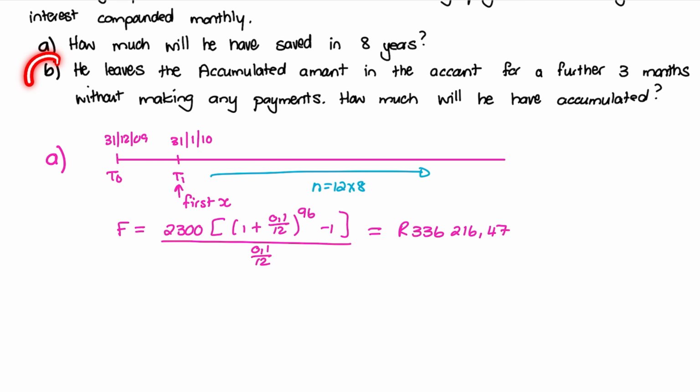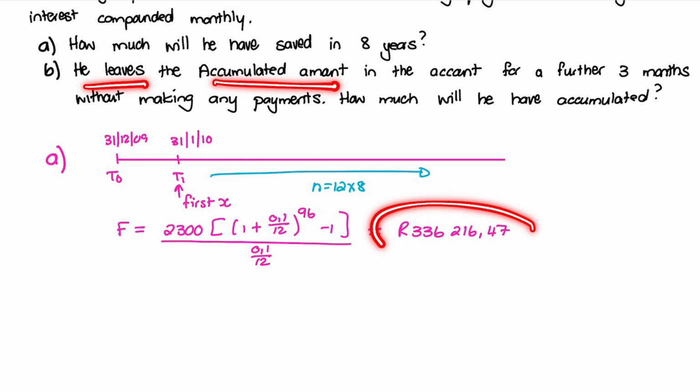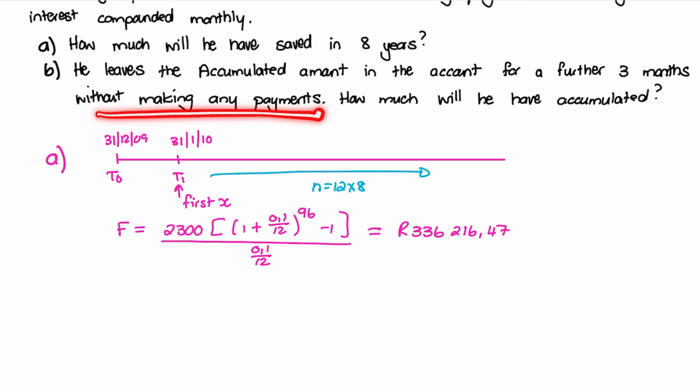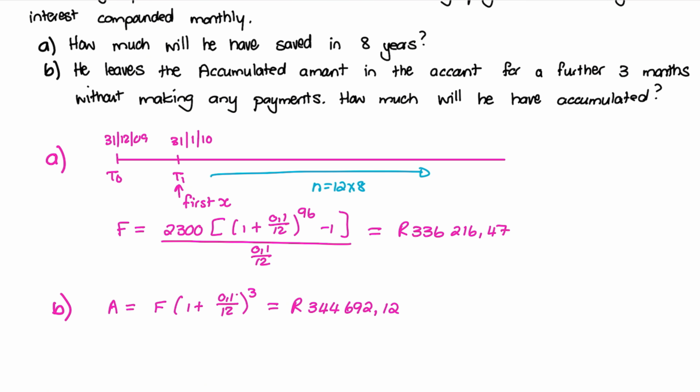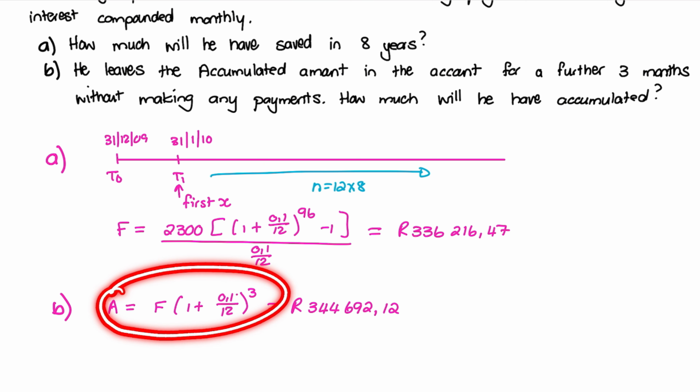The second question says, he leaves the accumulated amount, so that future amount, in the account for a further 3 months without making any payments. How much will he have accumulated? So this turns now into a compound interest solution.